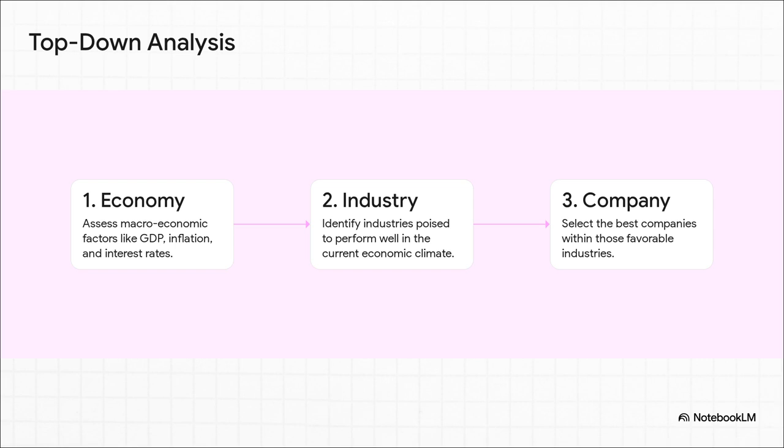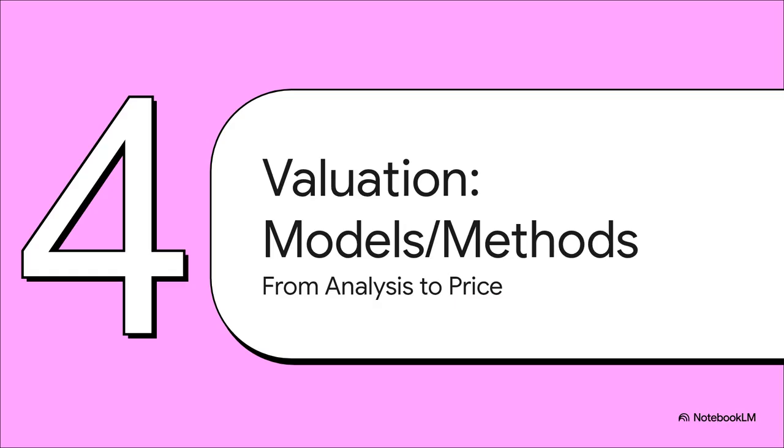Then, based on that big picture, you narrow it down to which industries are set up to win in that environment. And only then, once you've found a promising industry, do you zoom in and start looking for the absolute best companies inside it. Okay, so you've done all that work. You've analyzed the economy, the industry, and the company. Now what? How do you actually turn all that research into a specific price target?